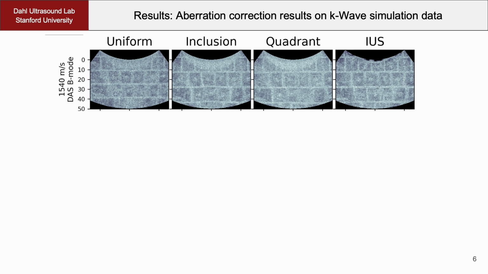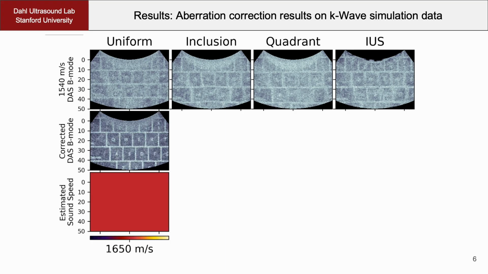Next, we swept over a range of sound speed values and found the value with the lowest common midpoint phase error to initialize each model with. The uniform 1650 meter per second result was initialized close to the ground truth value, resulting in fantastic aberration correction before any iterative process has been applied.